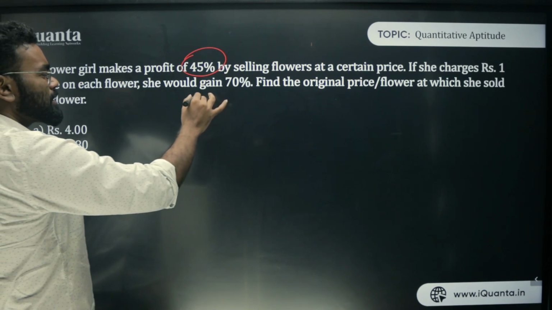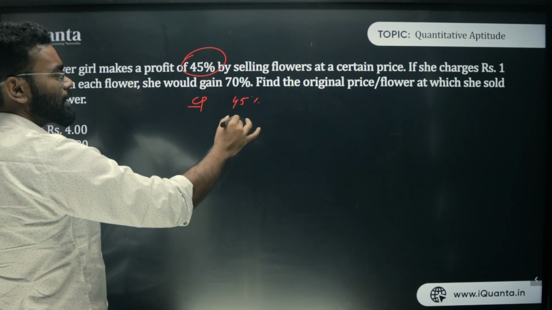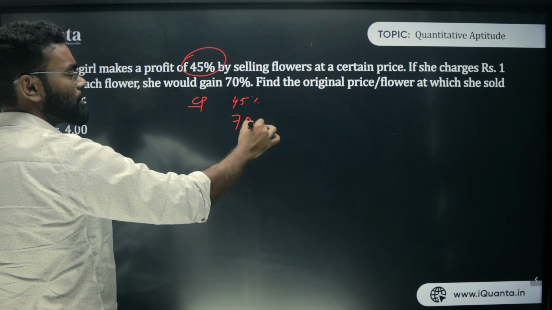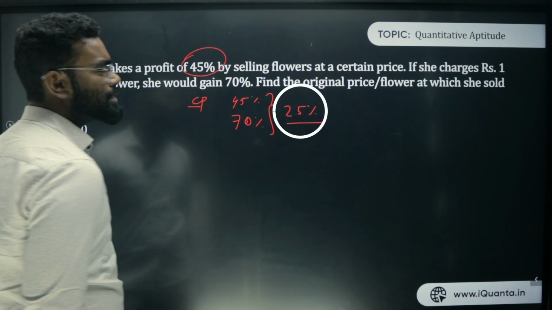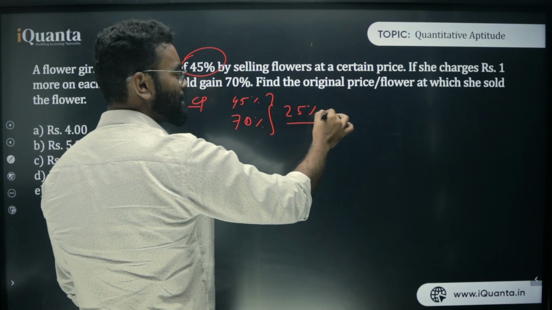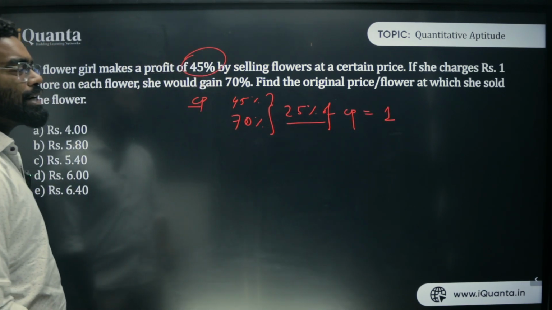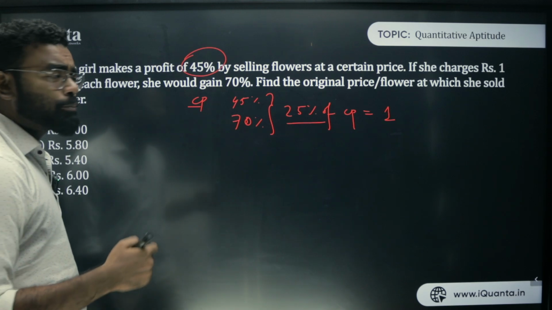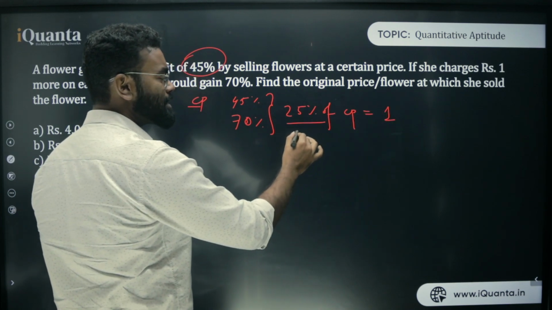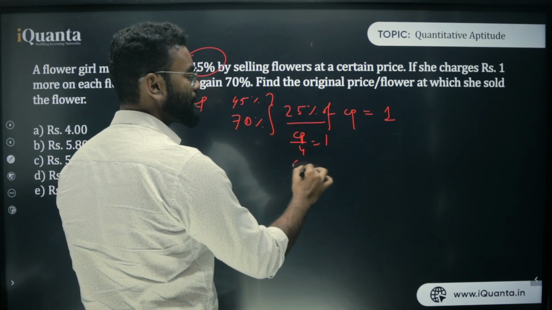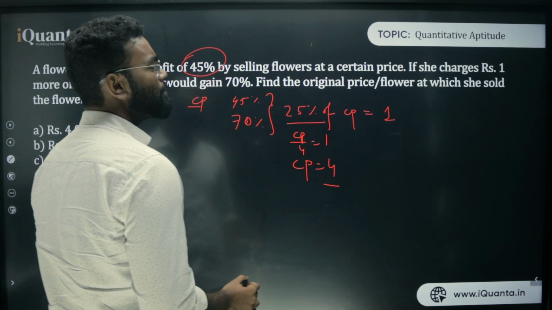So think about that. If his cost price is whatever it is, in one case there is 45% profit, in another case there is 70% profit. So what is the difference? The difference is 25%, right? But 25% of what? 25% of cost price is basically now 1. The profit and loss, all of these things are calculated on cost price. So 25% of cost price is 1. That means CP upon 4 is 1. So what is cost price? Cost price is 4.